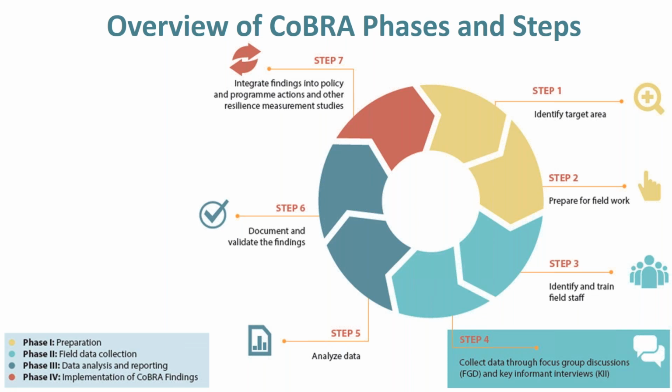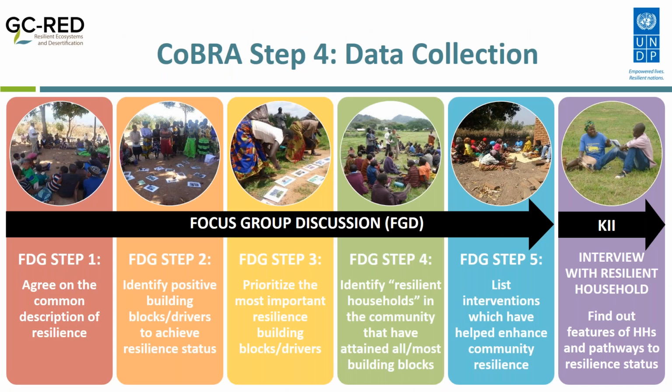Just to explain further the data collection phase, CoBRA starts with focus group discussions with the representatives of sample communities. And in order to bring out frank and honest opinions of the communities, groups are usually divided into men, women, and youth. Through the FGD, communities first define resilience in locally relevant and understandable language. Resilience could be technical and academic, and not used in daily life by the community. So it's very important to translate that into a locally understandable manner.